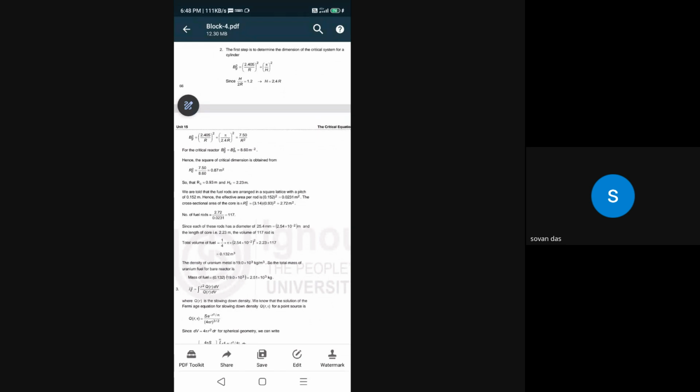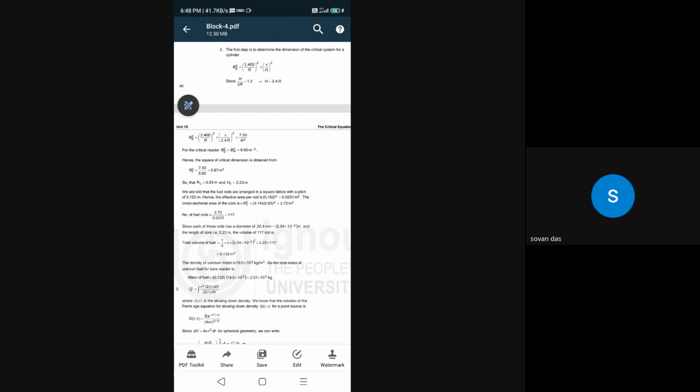So the fuel rods are arranged in a square lattice with a pitch of 0.152 meter. Hence, the effective area per rod is 0.152 square, which is equal to 0.0231 meter square. The cross-sectional area of the core is pi Rc square, which is equal to 3.14 multiplied by 0.93 square, which is equal to 2.72 meter square. Number of fuel rods is 2.72 by 0.0231, which is equal to 117.